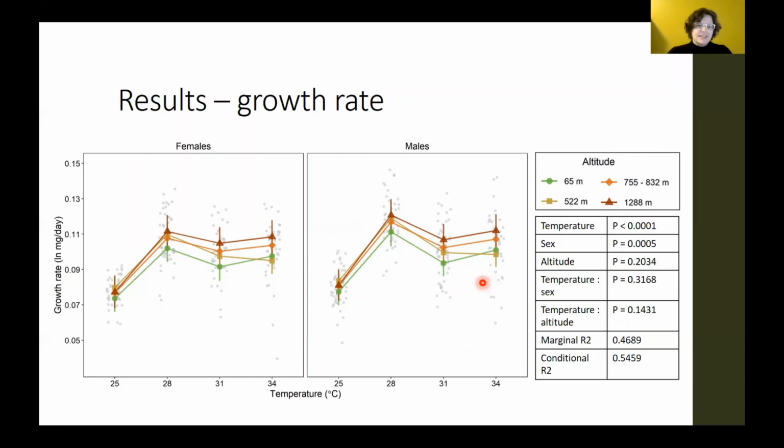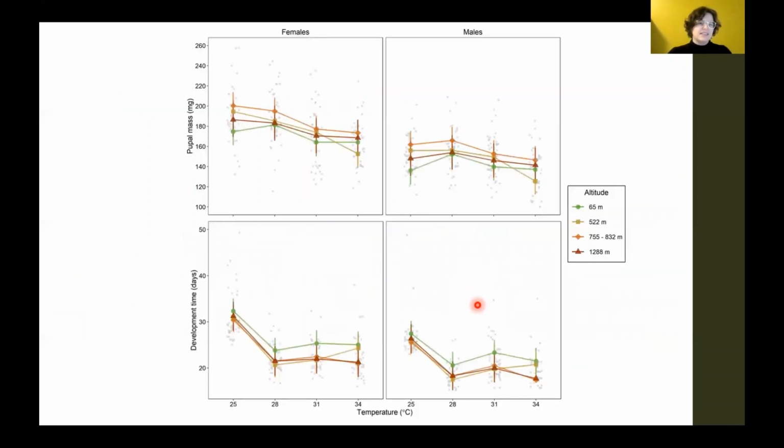What's interesting here, I think, is if we zoom into this a little bit more. These are the graphs for the pupal mass and the development time. We basically took the growth rate by dividing the pupal mass by the development time. And here you see that the difference in pupal mass is not really big, and the larvae are actually a little bit bigger at this lowest temperature. However, the development time is really long at 25 degrees compared to the other temperatures.